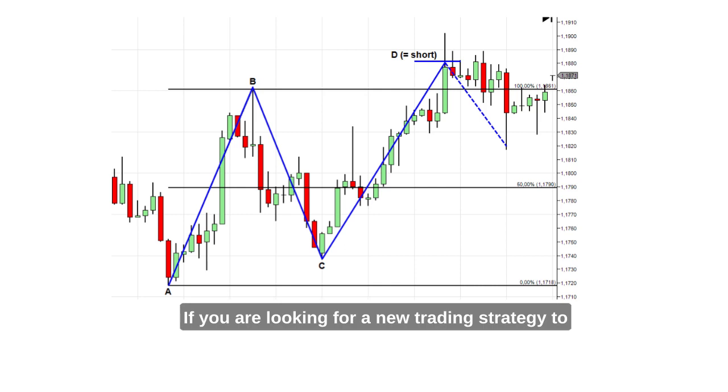If you are looking for a new trading strategy to try, give the AB equals CD strategy a chance. You might just be surprised at the results.